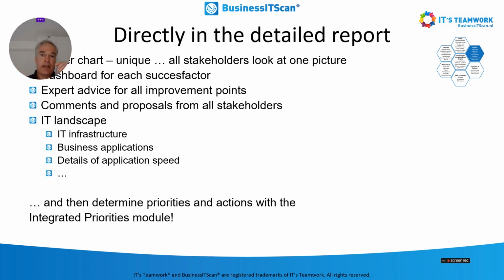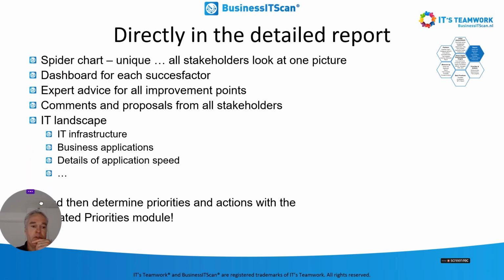So to summarize, directly in the detailed report, you can find the chart, you can find the proposals, the IT landscape, the business applications, and then with the priorities and actions module, it's easy to make a selection of what you want to activate first, what you first want to solve, and then what you will, let's say, consider as not the low-hanging fruit, what you will pick up later.